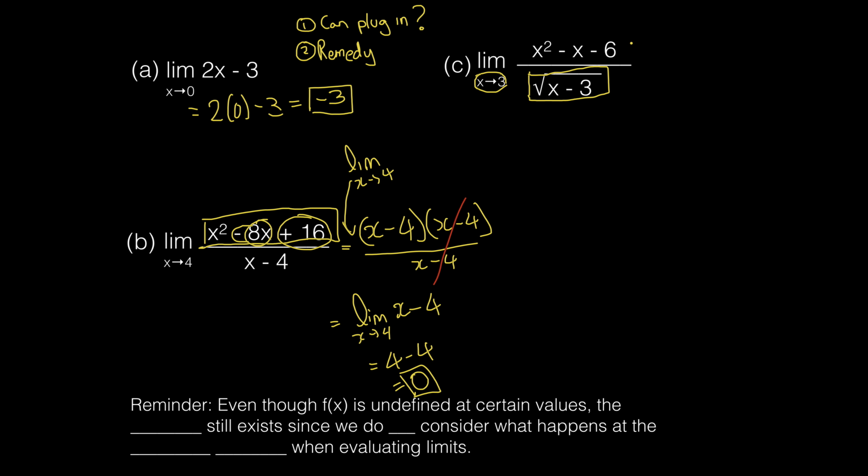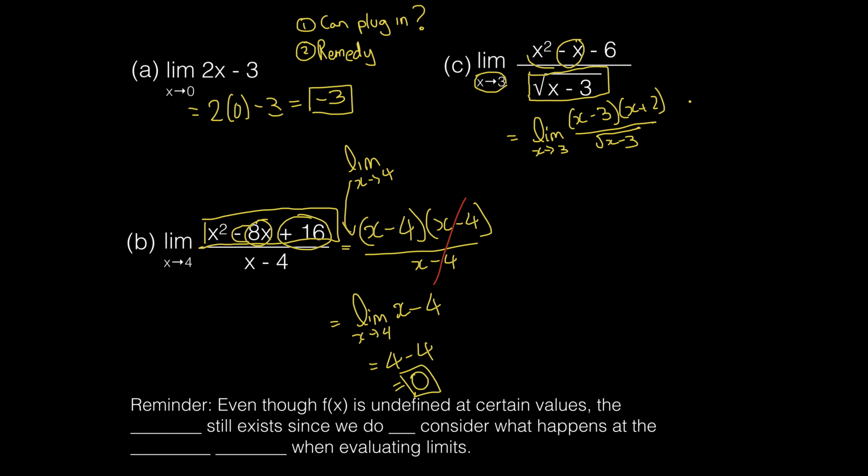Well, the first thing we should probably start with is we should probably try to factor this to see if we can cancel anything out. So let's go ahead and write that out. The limit as x approaches 3 of what two numbers add to equal negative 1 but multiply to equal negative 6. That would be negative 3 and positive 2. So that would be x minus 3, x plus 2 over square root of x minus 3.